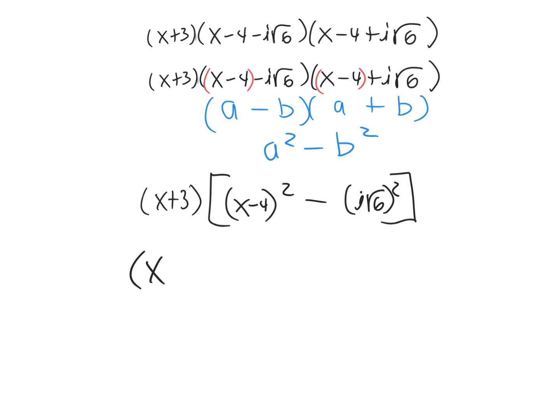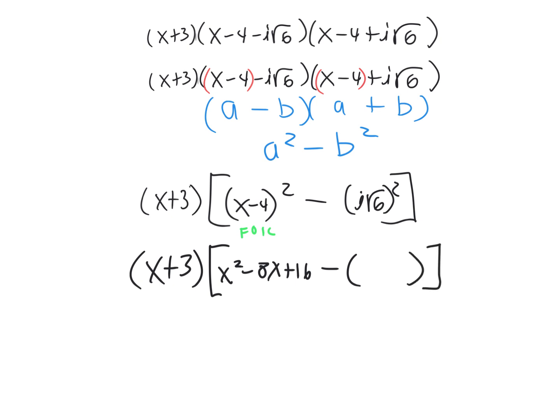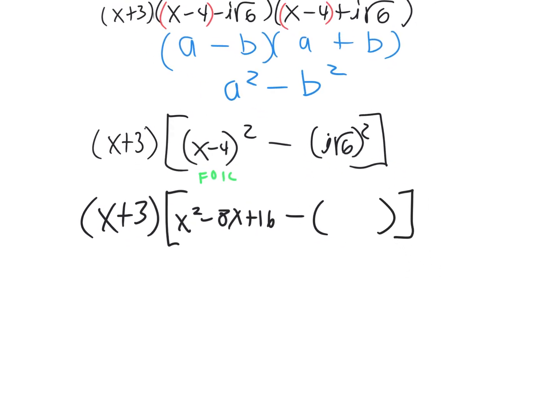So x plus 3, and we're going to go in slow motion here. This would be FOIL. When we do FOIL, that would be x squared minus 8x plus 16. Now, we will be meticulous with the next part. So that is going to be i squared times 6 because it's almost like you can apply that exponent to both of the things, right?